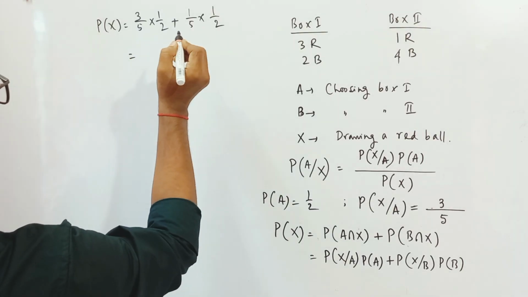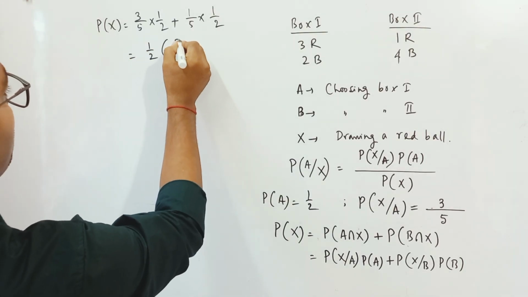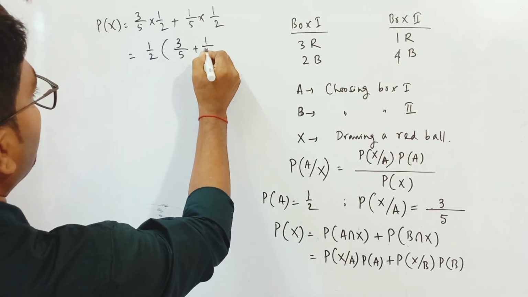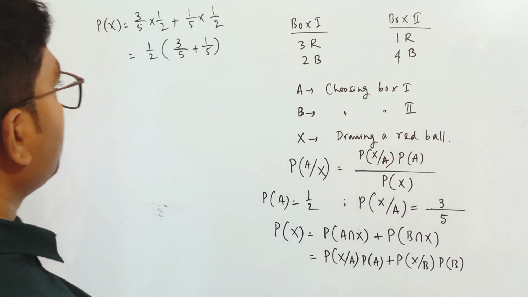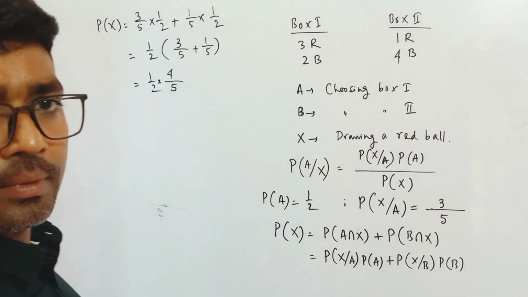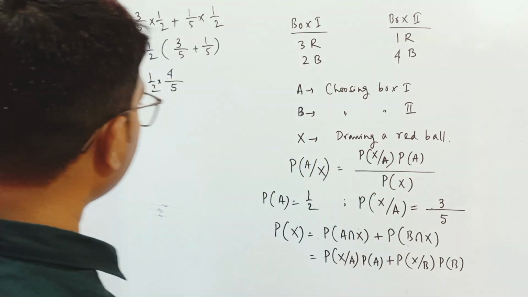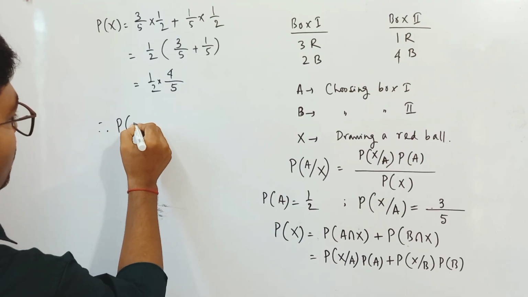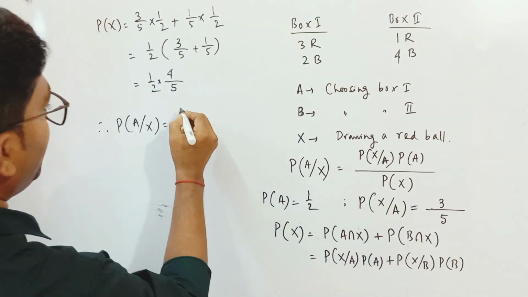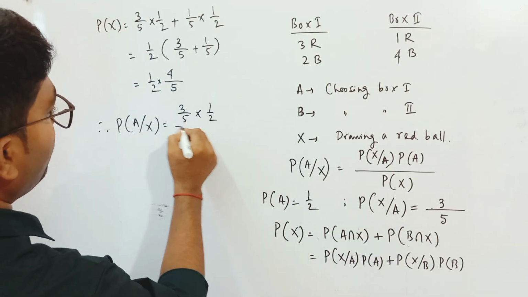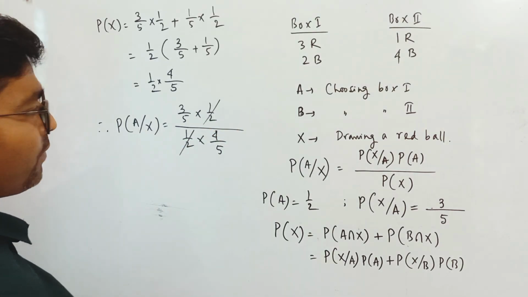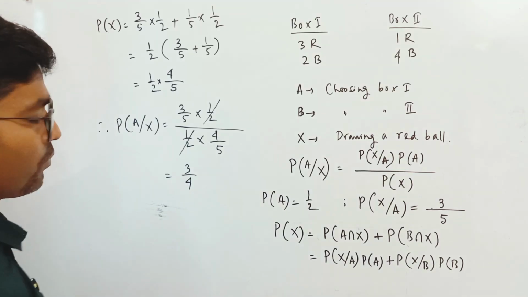So here you can take half as common: 3 by 5 plus 1 by 5, that is half times 4 by 5. So what is the probability P(A|X)? This equals 3 by 5 multiplied by half, divided by half multiplied by 4 by 5. So I can cancel half and the result is 3 by 4.